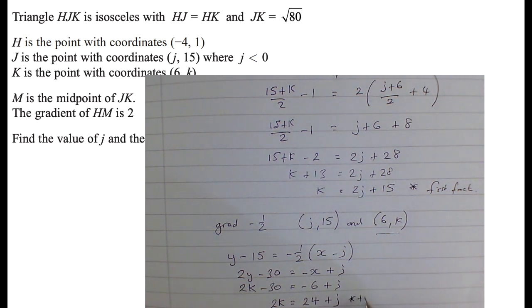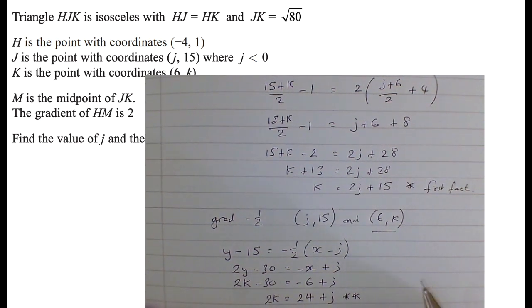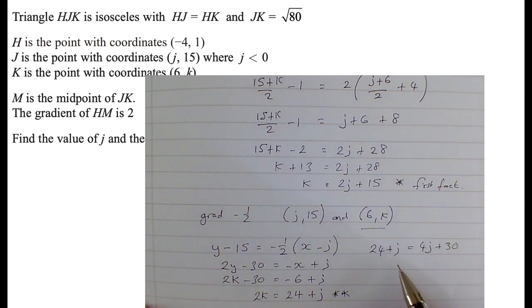So do you see I've now got two equations that relate the value of j and k, and that's a simultaneous equation, isn't it? So if I write down the value of 2k, 2k is equal to 24 plus j, that's my second equation. If I double my first equation, I can also get an expression for 2k. That must be equal to 4j plus 30. So now if I tidy this up, I can get a value for j. So 3j must equal minus 6, so therefore j equals minus 2.